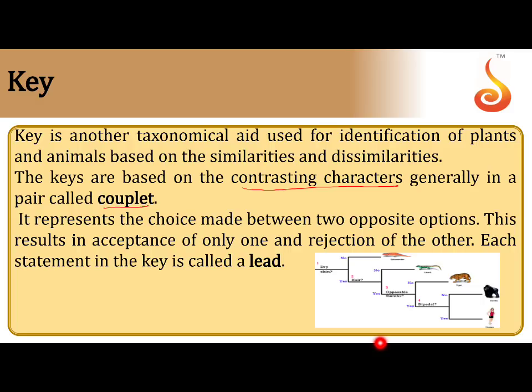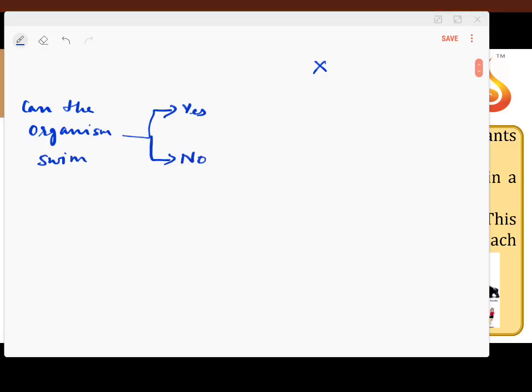Now, we will try to understand the key with an example. Say there is an organism that comes to me, organism X. I don't know what that organism is. So, you will ask me a first question: can the organism swim? The answer is either yes or no. If I say no, then I consider it is not a fish. If it is yes, it could be a fish.